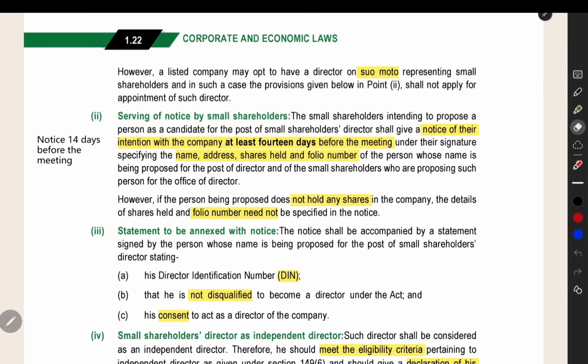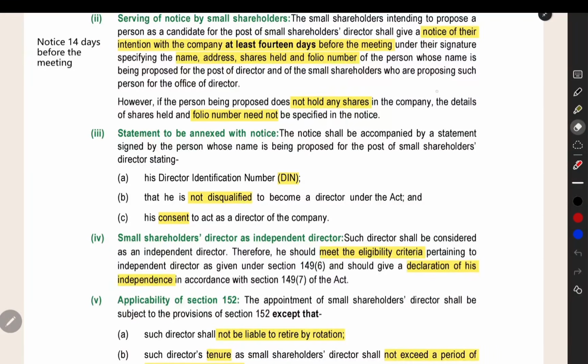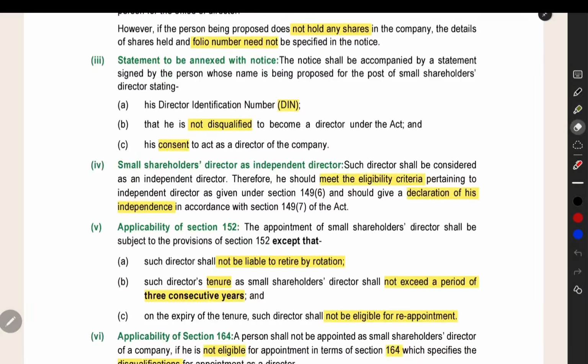If you are making an application by gathering small shareholders, you have to give notice to the company 14 days before the meeting. And then if you are proposing a person who is also a small shareholder as a small shareholder director, you have to give the details of such person: name, address, how many shares he has, the number of those shares, folio number. You also have to give a notice mentioning his director identification number, that he is not disqualified to become a director, and his consent to become a director.